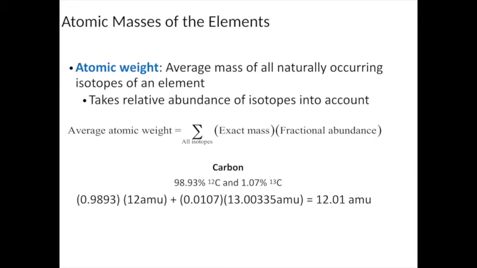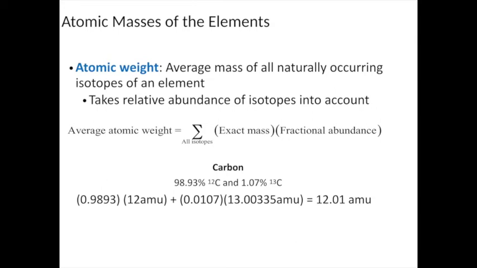So earlier when we were talking about isotopes, I gave you an example of 3 isotopes of carbon. I think we had carbon 12, 13, and 14 maybe. If those are the naturally occurring isotopes for carbon, what they do is they take the masses of those isotopes and then they average them together. But they don't just average the masses. They also take into consideration their percent abundance in nature.